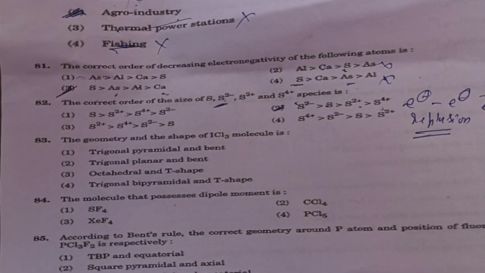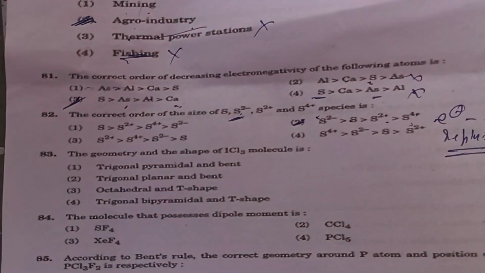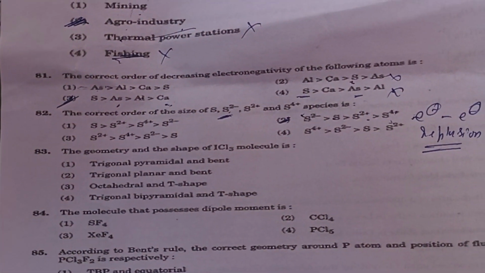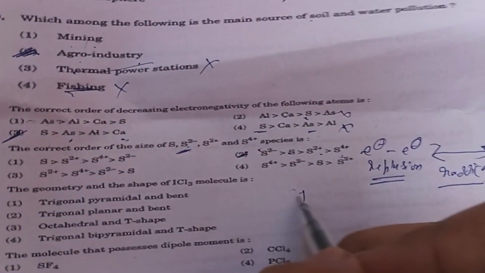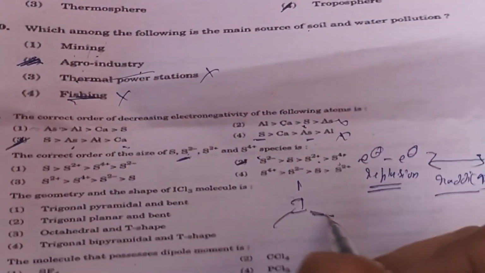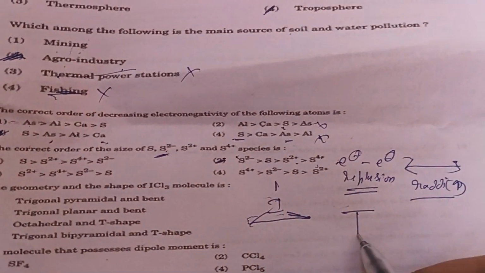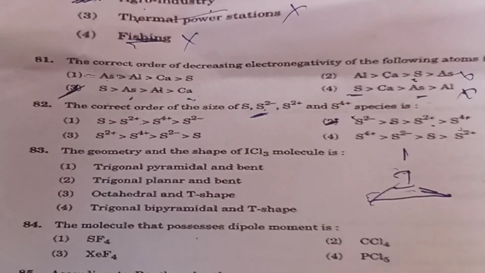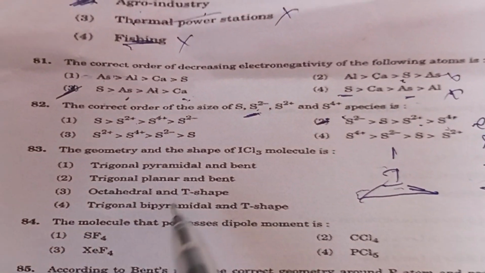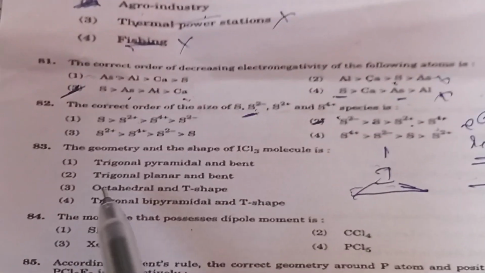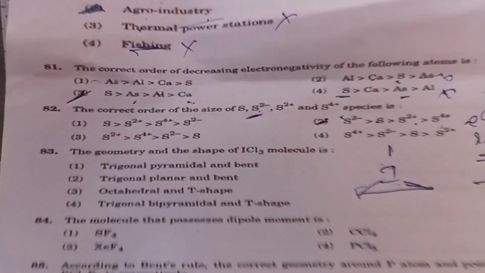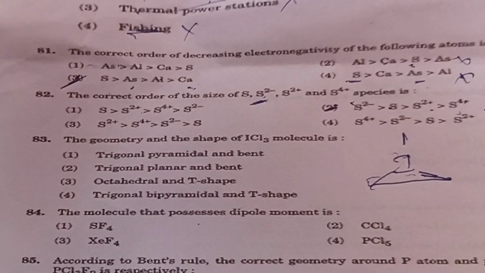Okay, next will be the 83rd question. The 83rd question is about the geometry and shape of ICl3. So we need to know that there is I and there are Cl, which is like a T shape. You can know this is the right T shape. There are only two options, and here also T shape and here also T shape. So it is not octahedral, since there are no six groups attached. So it is simply trigonal bipyramidal.